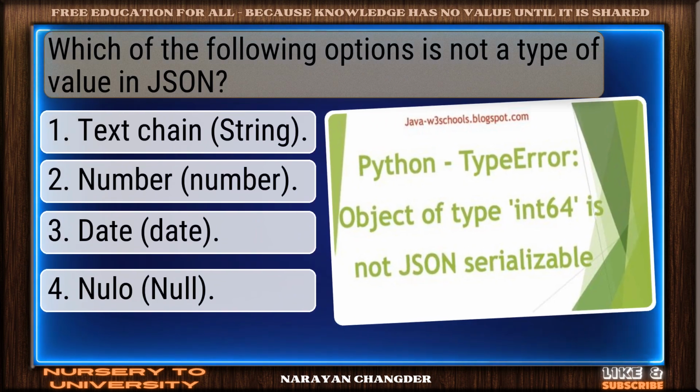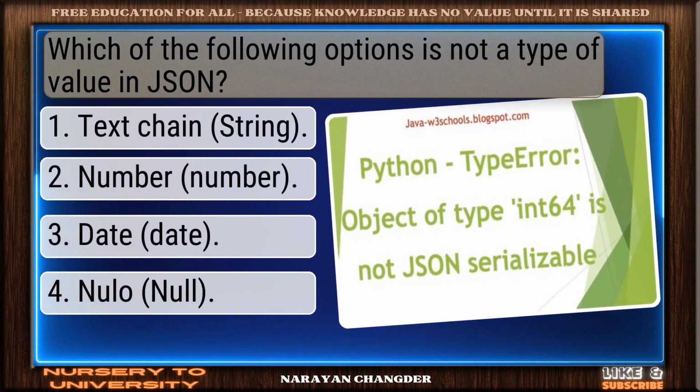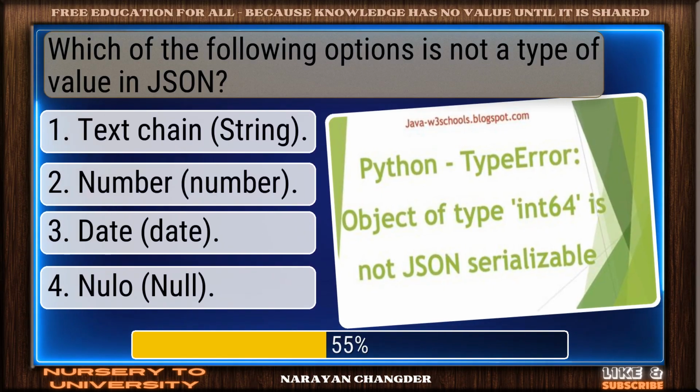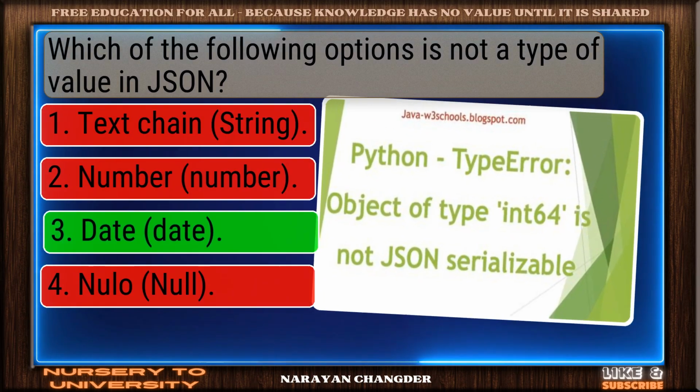Question number 18. Which of the following options is not a type of value in JSON? Solid response. Date is a valid choice.